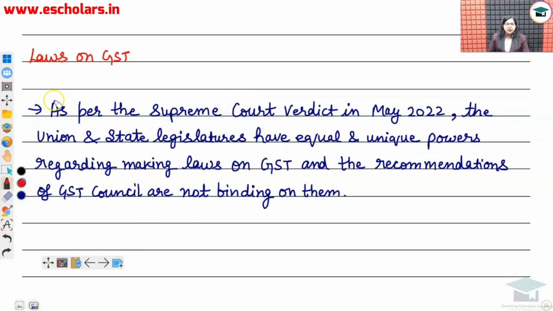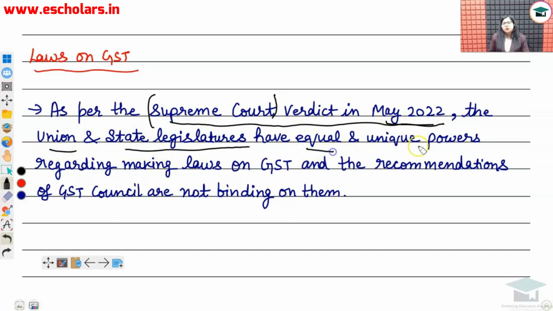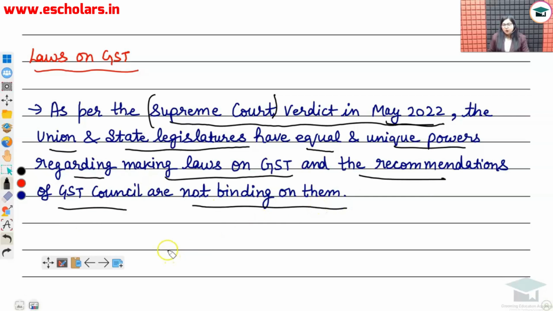Now students, who forms the laws on GST? See, as per the Supreme Court verdict in May 2022, that is, as per the order given by the Supreme Court in May 2022, the union and the state legislatures have equal and unique powers regarding making laws on GST. Basically the central government and the state government have equal and unique powers about making laws on GST, and the recommendations of the GST Council are not binding on them. They are not bound to follow the recommendations made by the GST Council on GST.